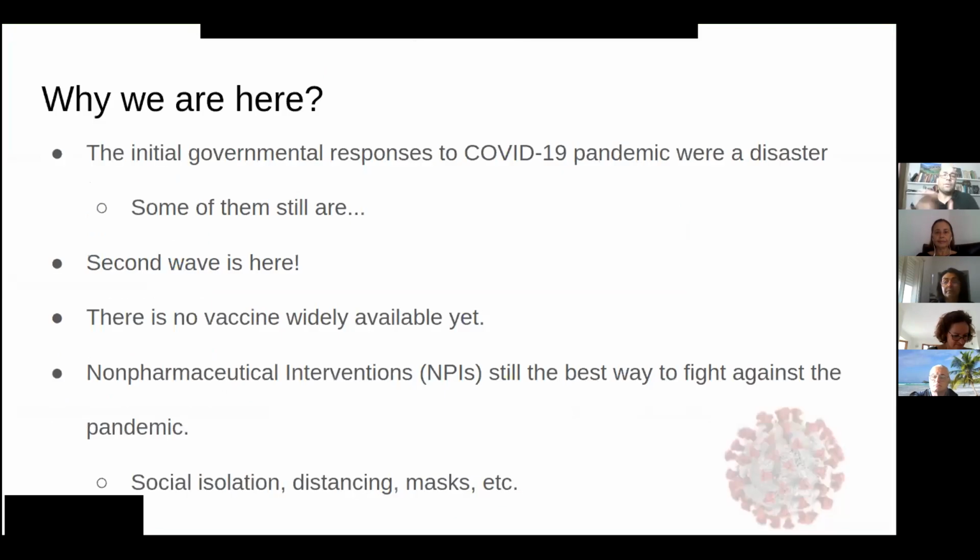Well, why are we here today? We are here because the initial governmental responses to COVID-19 were a disaster. Some of them, indeed, still are a disaster. And the second wave of infections is here or is very close to happening. We still do not have a vaccine widely available, and non-pharmaceutical interventions are still the best way to fight the pandemic.